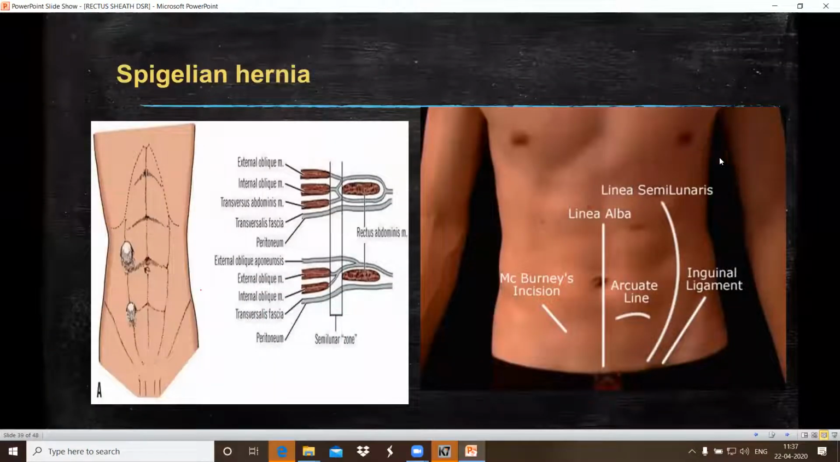Next one is spigelian hernia. Already I told that the junction of the arcuate line and linea semilunaris is the weak point. Any weakness of this aponeurotic layer leads to the spigelian hernia.